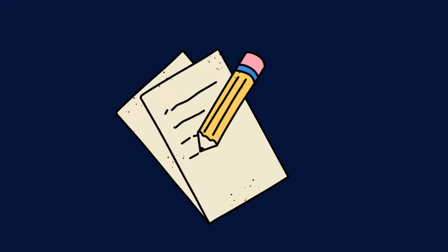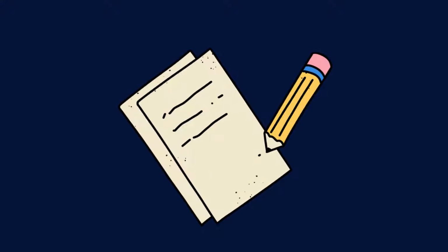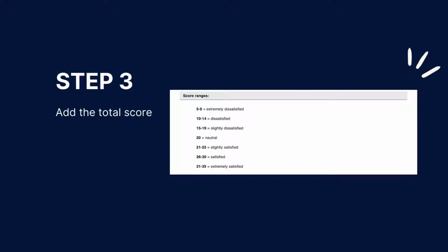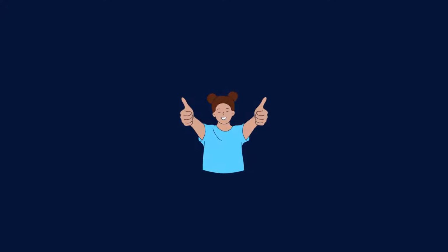Make sure to give your patient time and space to reflect so they can answer truthfully. Lastly, add the total score. If your patient has a total score ranging from 5 to 9, they are extremely dissatisfied with their life. If they score 10 to 14, they are dissatisfied. 15 to 19 is slightly dissatisfied, 20 is neutral, 21 to 25 is slightly satisfied, and 26 to 30 is satisfied. And 31 to 35 is extremely satisfied.